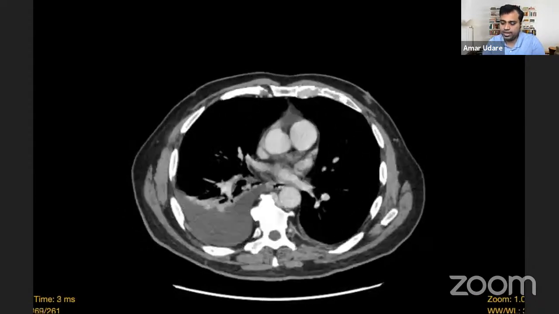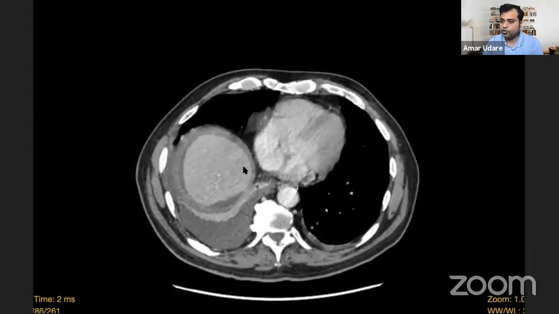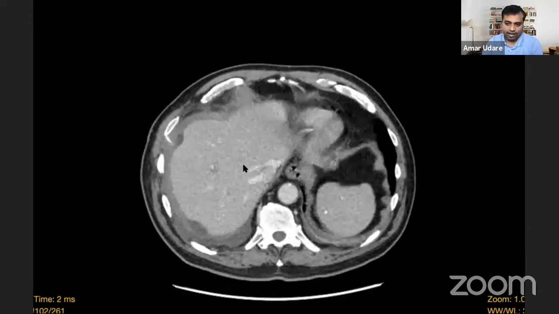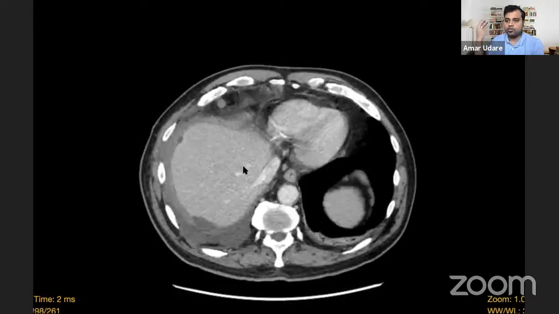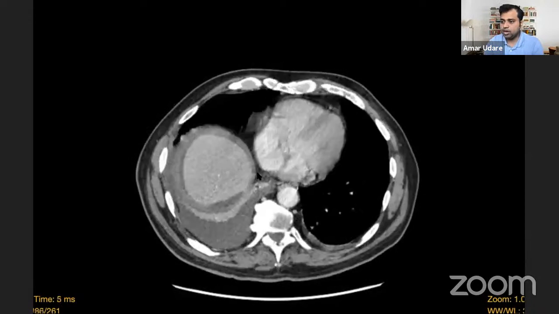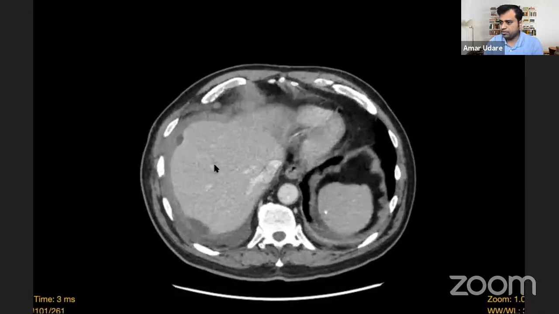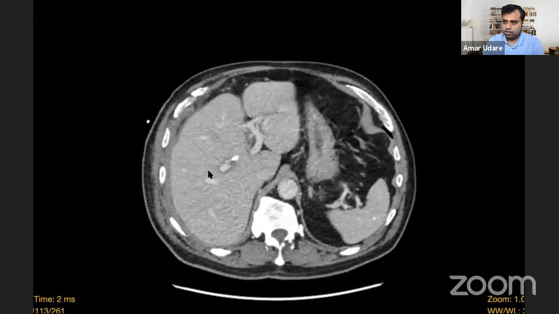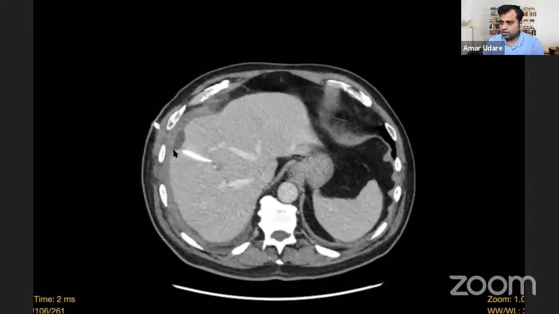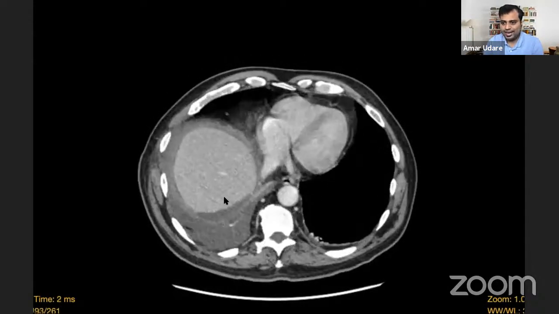Let's get back to what we were thinking earlier, and a few of you pointed out diaphragmatic injury. What cause of diaphragmatic injury would you think of in this patient? Diaphragmatic rupture. It's difficult to call it a rupture because most of it looks intact.